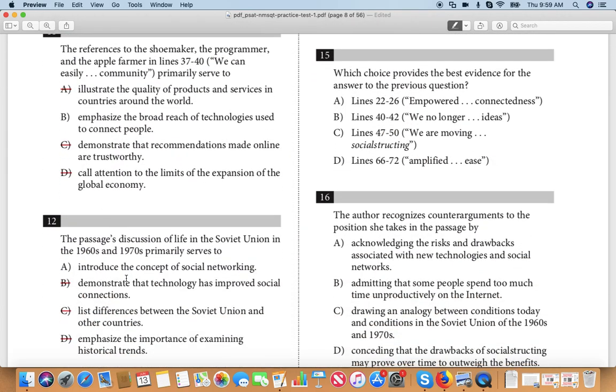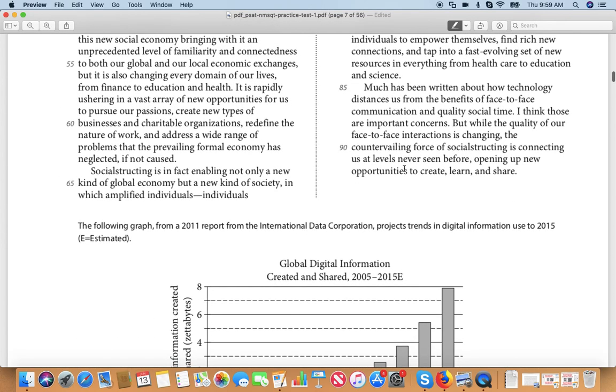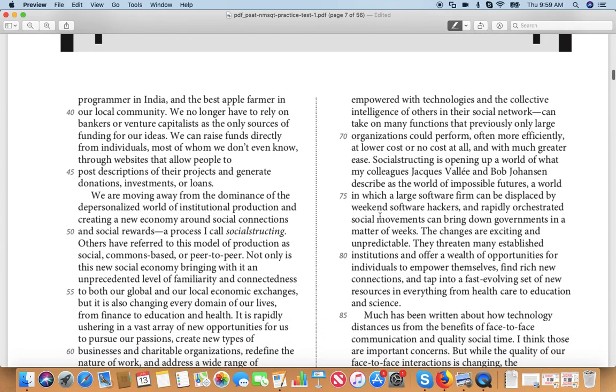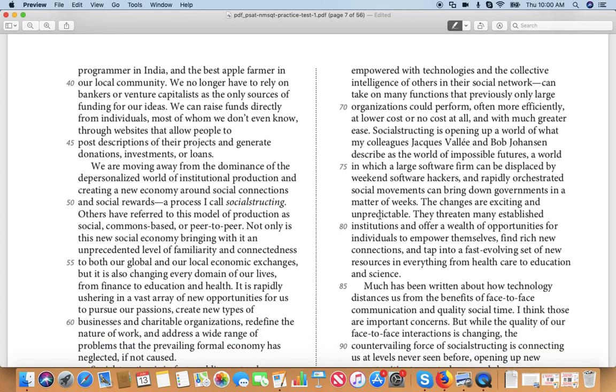Let's try answer choice D, lines 66 through 72. So I guess starting with individuals. Individuals empowered with technologies and the collective intelligence of others and their social network can take on many functions that previously only large organizations could perform, often more efficiently at lower cost or no cost at all, and with much greater ease. Okay, do we see a comparison there between individuals and traditional organizations?